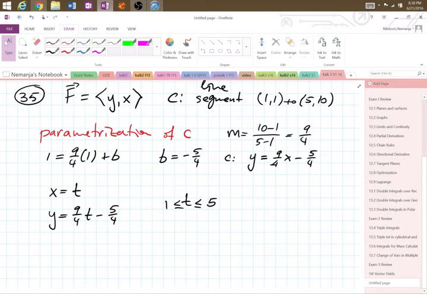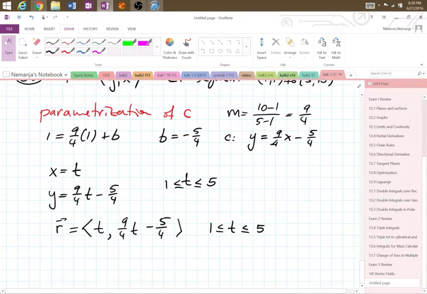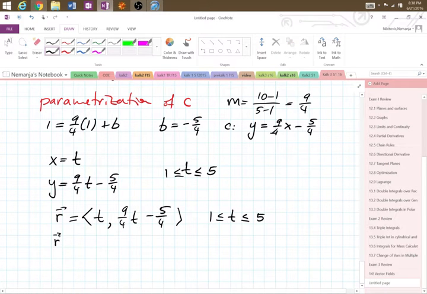So now we have our parametrization. Vector r is given as t, comma, 9 quarters t minus 5 quarters, and t is between 1 and 5. So there's our parametrization. Immediately r prime is 1 comma 9 quarters. And then to find the magnitude of r prime, oh no, wait, we don't need that. We're not dealing with the scalar line integral, we're dealing with the vector field. Oops, sorry.